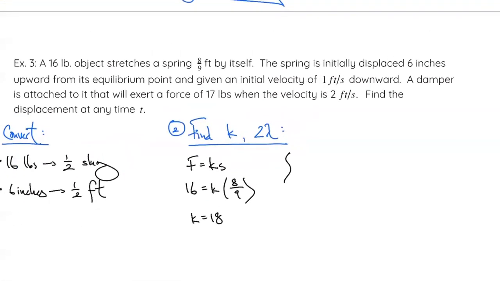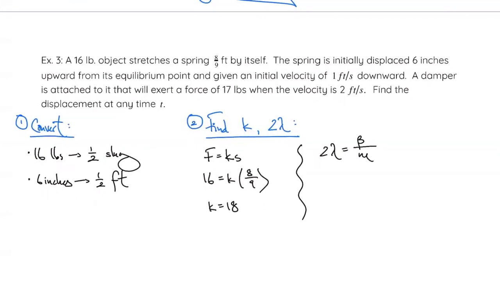Now, how do we find our 2 lambda? So 2 lambda, we said earlier, is the same as this beta divided by m. All right, beta divided by m. Any thoughts on how we can find a beta or an m? Well, the m we have, right? Our m we have already. How do we find that beta?